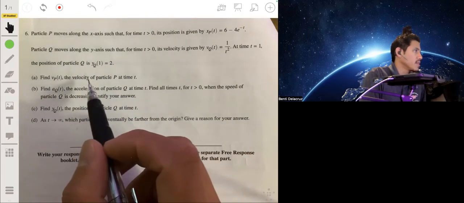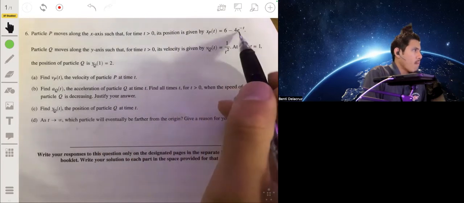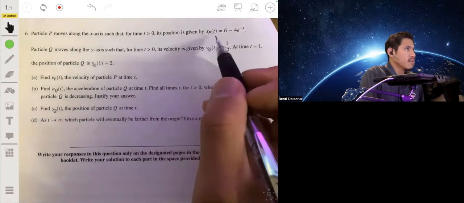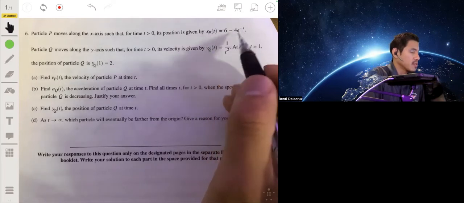Okay, part A, find the velocity of particle P at time t. Okay, so remember the velocity is just the derivative of the position function. So all we have to do is take the derivative of this function.